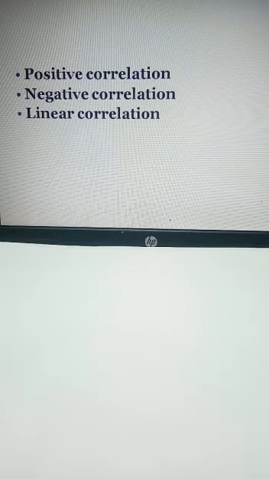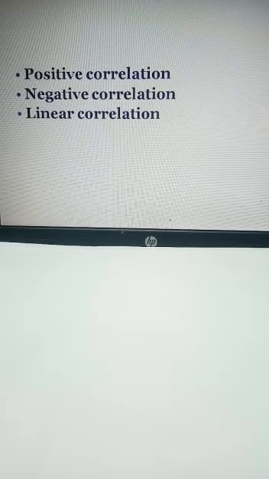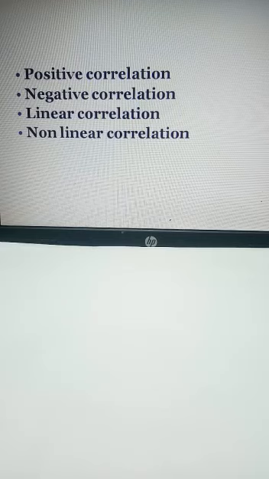Next is the non-linear correlation. Non-linear correlation is one in which any change in one variable leads to a change in the other variable but the ratio tends to change. One variable brings a change in the other variable but the ratio is also going to change. That kind of relationship is known as the non-linear correlation.